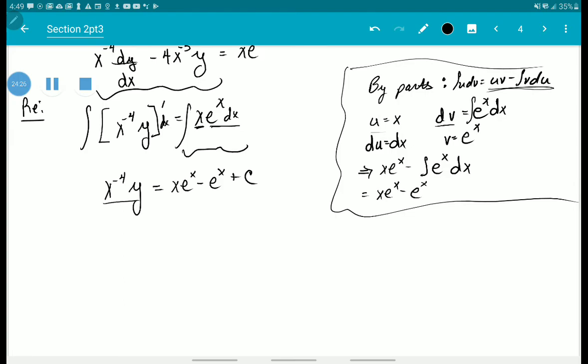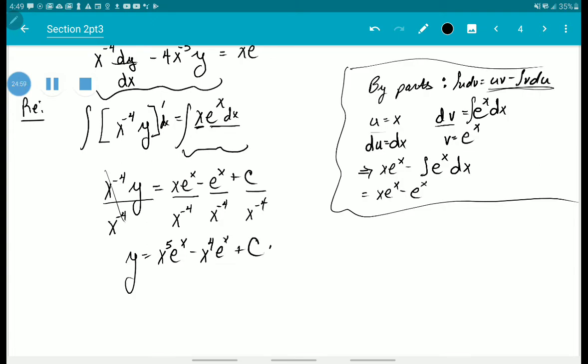So now to get y by itself, and we can solve this one for y, that's why we're going to do that. We're going to divide each piece by x to the negative 4. So once again, we've introduced a domain issue of 0, but we already said we had to exclude 0 anyway from the solution. So this is going to be x to the 5th times e to the x minus x to the 4th times e to the x plus c x to the 4th.